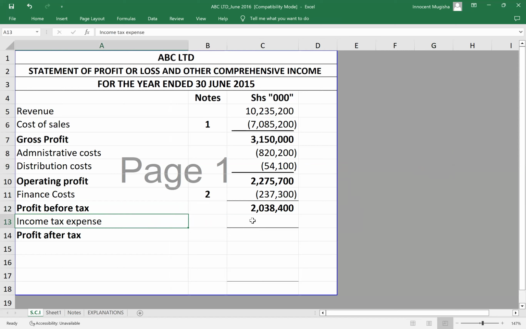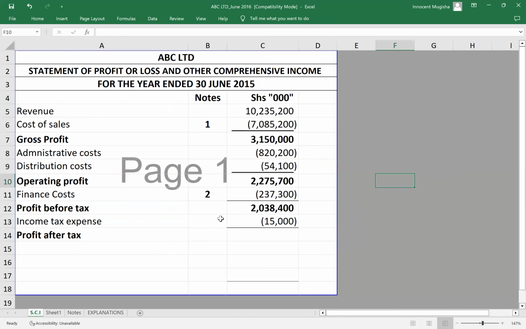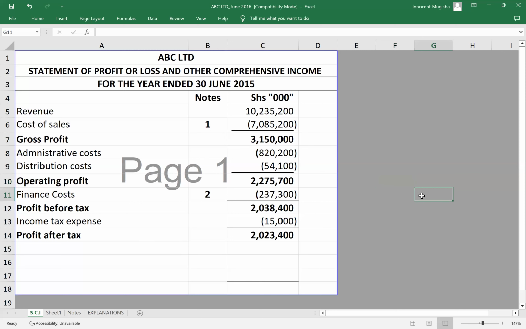The income tax expense was given as 15 million, which I deduct from the profit before tax, bringing me to a profit after tax of 2,023,400, something like that, 23,400,000.